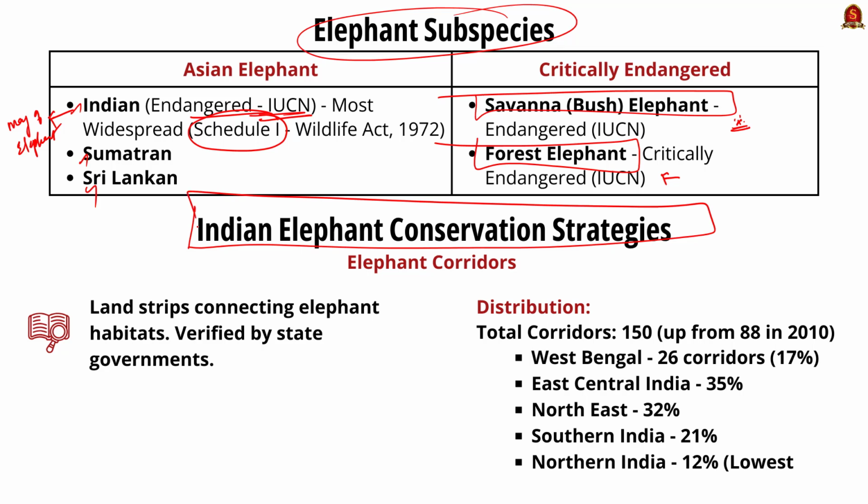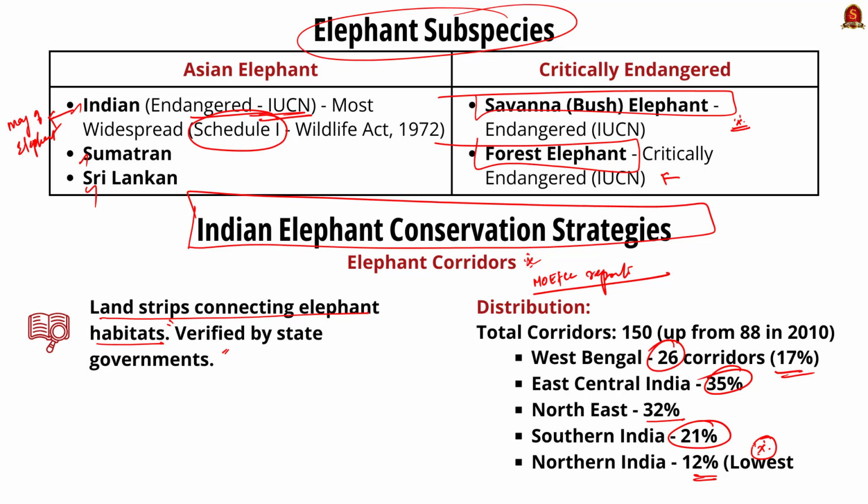Firstly, with respect to elephant corridors. See, elephant corridors can be described as a strip of land that enables the movement of elephants between two or more friendly habitats. These corridors were reported by the respective state governments and ground validation methods were used to verify them. According to the report of the Ministry of Environment, Forest and Climate Change, West Bengal leads with 26 elephant corridors, which constitute 17% of the total. Moreover, East Central India contributes 35%, while Northeast has 32% of elephant corridors. Know that South India has 21% and Northern India has the lowest with 12% of corridors.